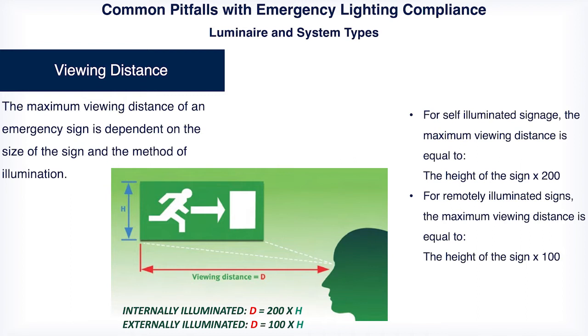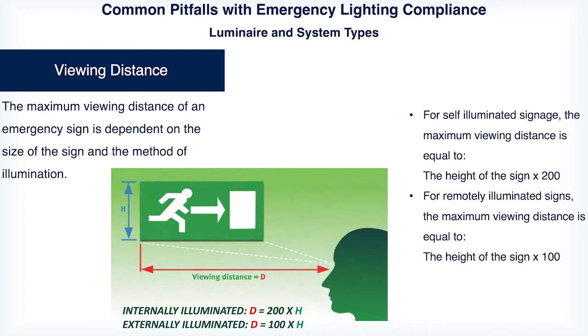So for an illuminated exit sign, the maximum viewing distance is 200 times the legend height. In the example we've got there, the legend height is 190 millimeters high, which again is a fairly typical dimension for an exit box, so the maximum viewing distance is 38 meters. The design has to consider that and make sure that whichever point in the building you're at on the escape route, you can see an emergency exit sign from that distance.